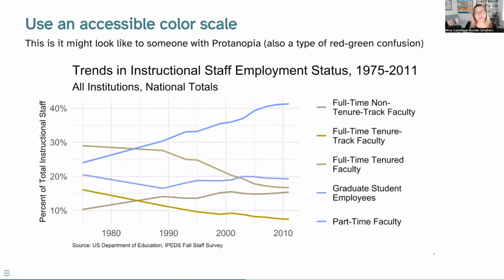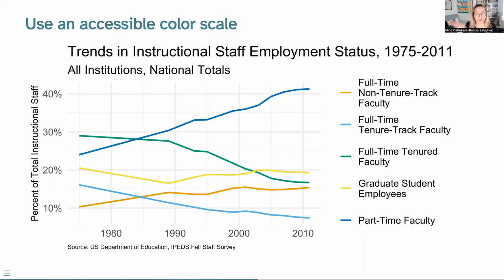So I usually start mocking up my plots using whatever default colors there are, but then I want to make sure that I am using an accessible color scale. So this is the Okabe-Ito color scale that is known to be accessible, and I can apply that to my visualization.